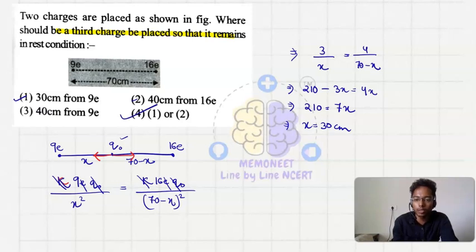It means our correct answer is option 4, that is 1 and 2 both are correct.